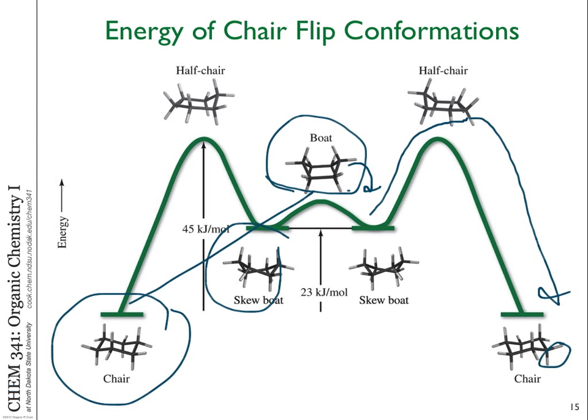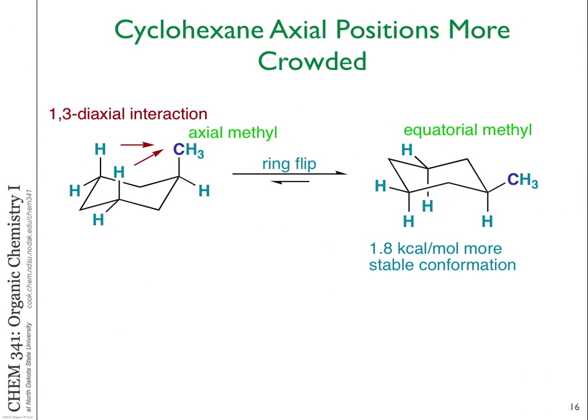Again, if you go from one chair conformation and flip to the other chair conformation, I reiterate, all of the positions that were axial before are now equatorial, and all the positions that were equatorial before are now axial. That's an important key concept to keep in mind whenever you're thinking about chair conformations. So I want you to keep that in mind as we continue talking about some of the interactions that happen when we start to substitute these molecules.